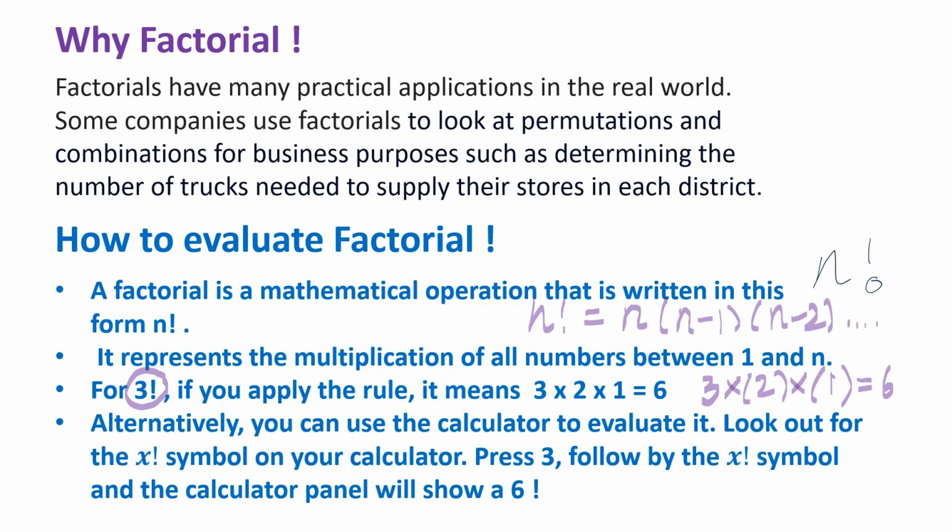Another way of evaluating factorial is to look for the factorial symbol on your calculator. For example, if you want to evaluate 3 factorial, you just press 3, followed by this symbol on the calculator, and your calculator panel will show you 6.